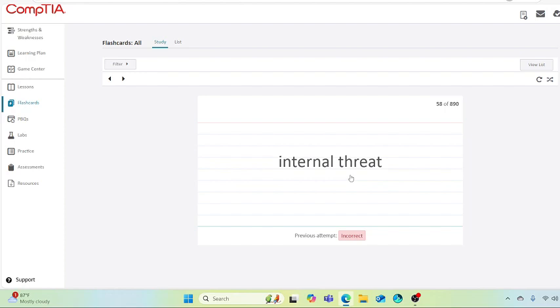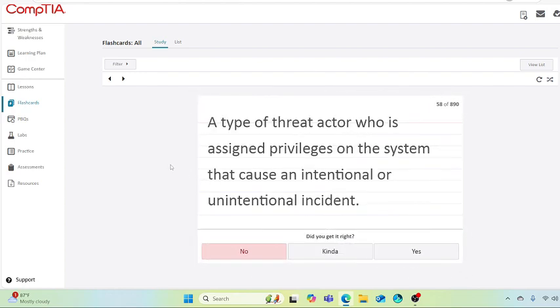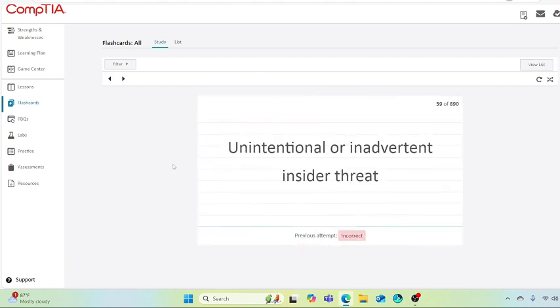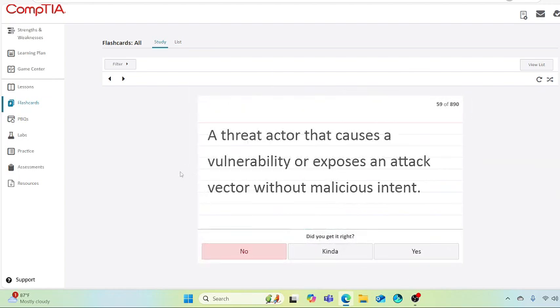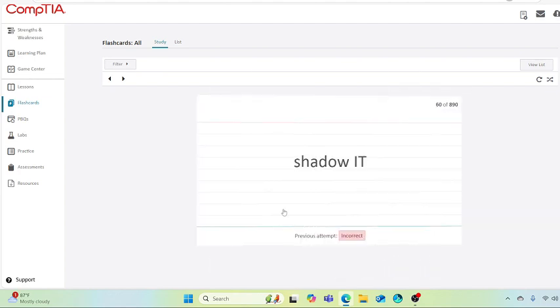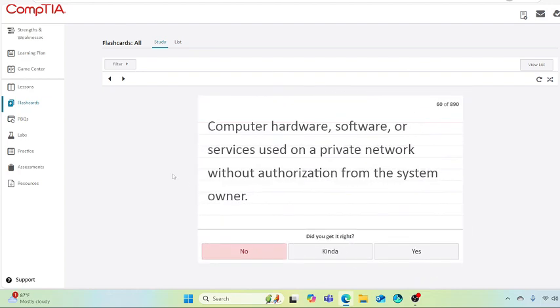Internal threat. A type of threat actor who is assigned privileges on a system that cause an intentional or unintentional incident. Unintentional or inadvertent insider threat. A threat actor that causes a vulnerability or exposes an attack vector without malicious intent. Shadow IT. Computer hardware, software, or services used on a private network without authorization from the system owner.